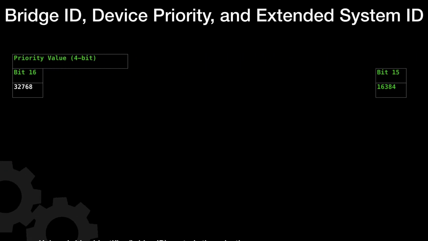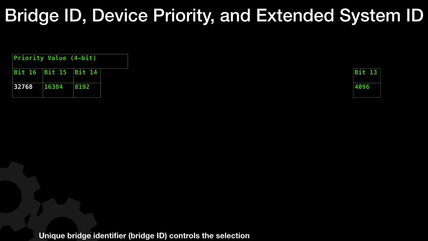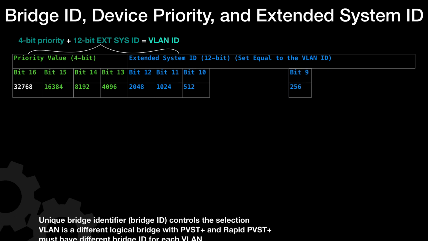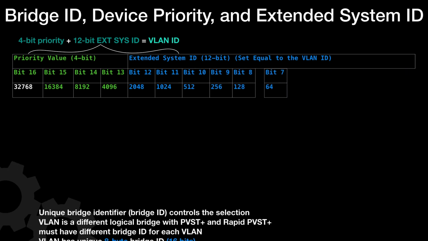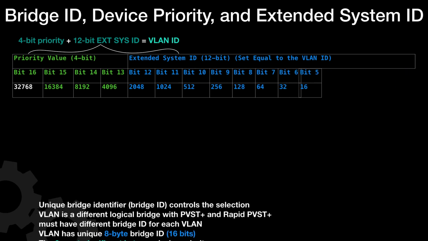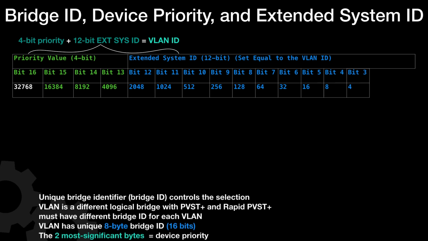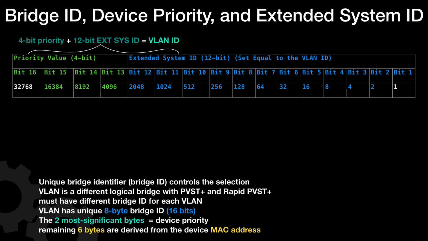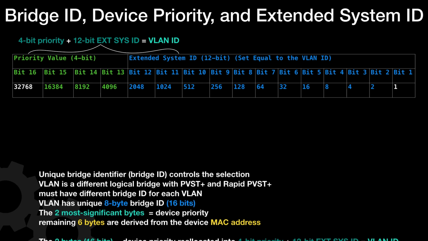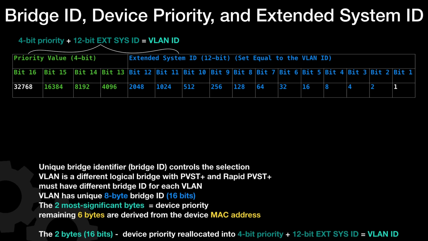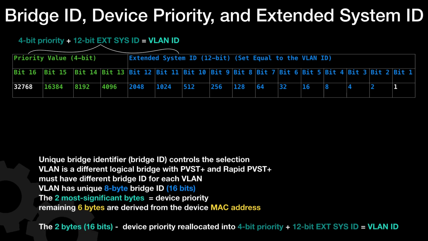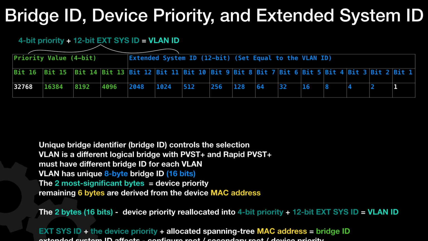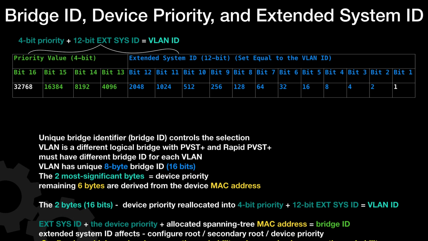The IEEE 802.1d standard requires that each device has a unique bridge identifier, bridge ID, which controls the selection of the root device, because each VLAN is considered as a different logical bridge with PVST+ and rapid PVST+. The same device must have a different bridge ID for each configured VLAN. Each VLAN on the device has a unique 8-byte bridge ID. The two most significant bytes are used for the device priority, and the remaining 6 bytes are derived from the device MAC address.